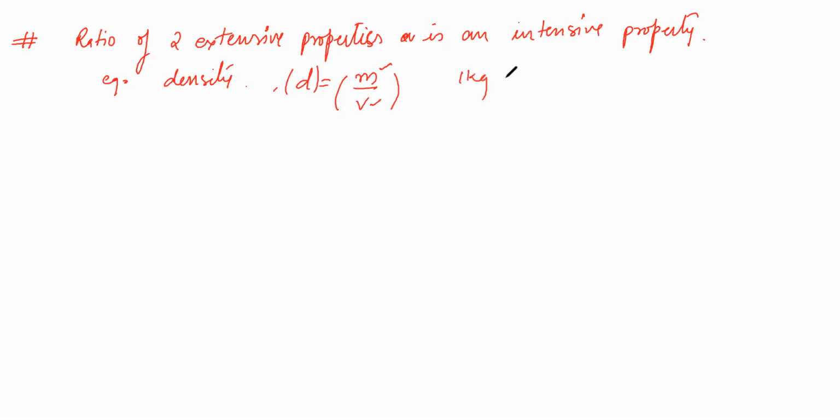You can see that the density of 1 kg of water is equal to the density of 100 kg of water, right? Here in this case, the quantity is different, but the density is the same, right? So density is an example of an intensive property.